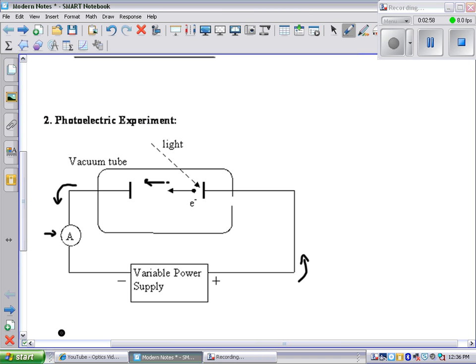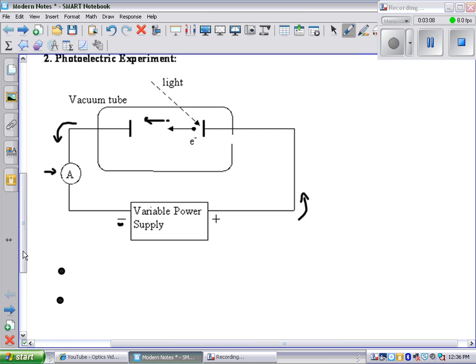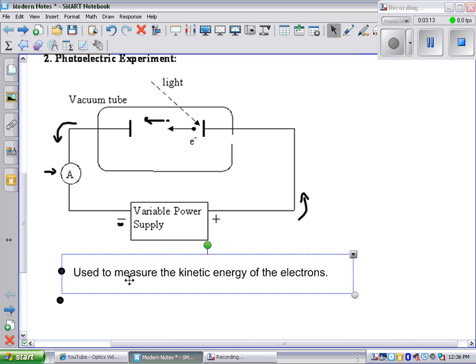But if I turn on the power supply, this side of it is negative, and that's going to repel the electrons or push them back the other way. If I get the power at the right amount, I can actually stop the electrons. So we're going to take some notes on that here. Okay? It's used to measure the kinetic energy of the electrons.